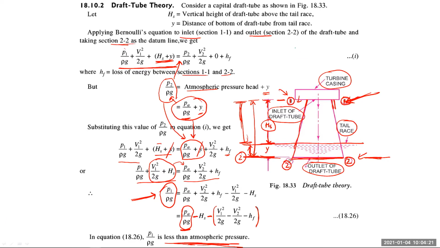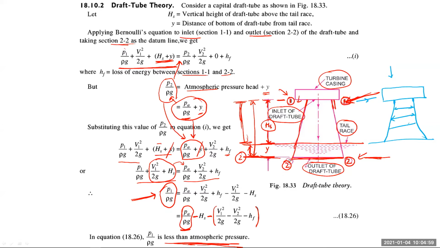If you remember, in the last class I told you the simple definition of a draft tube. If this is your turbine, suppose the inlet to your turbine is coming from this side. Outlet is this side. This is the outlet of the turbine where the water will exit, and this is your tail race. So this gradually increasing diameter pipe is your draft tube.